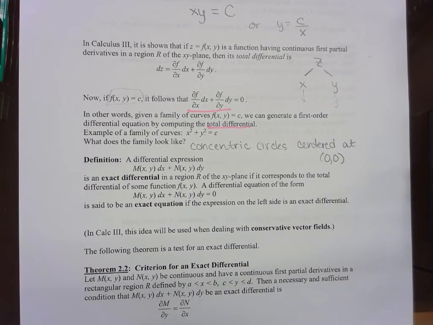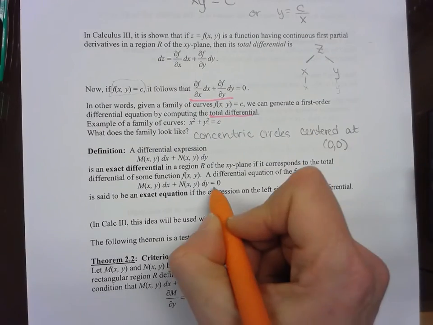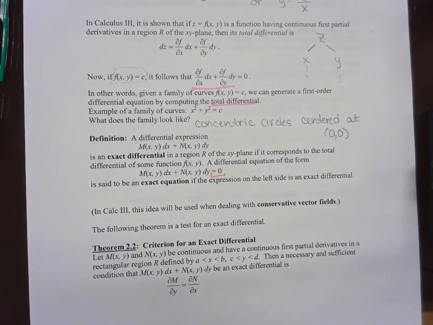Our goal is to figure out what the original function was that it came from. So it says a differential equation in this form is said to be an exact equation if the expression on the left side is an exact differential. This is really important, that it's equal to 0. And we'll see how to determine whether or not it's an exact differential.